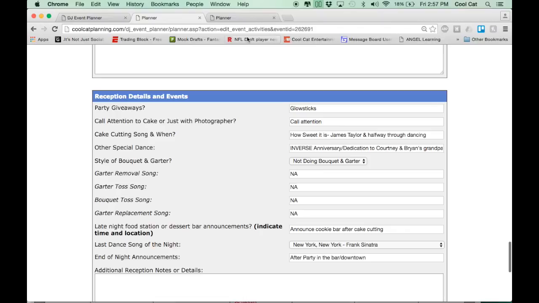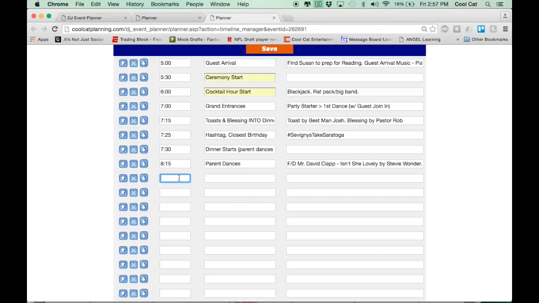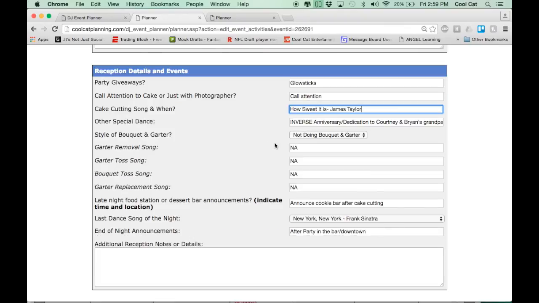Then moving right into the reception. So dinner probably ends at like 8:30, right? So you have a few details here. You have glow sticks that you have to give away. There is a cake cutting song that they're calling attention to, and there's an inverse anniversary dance that also is doubling as a dedication to their grandparents.